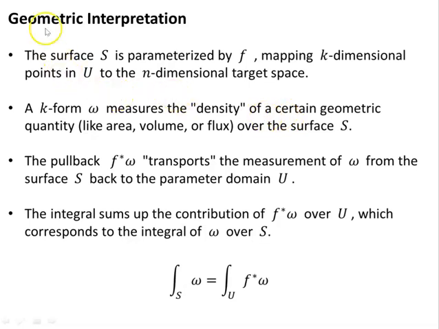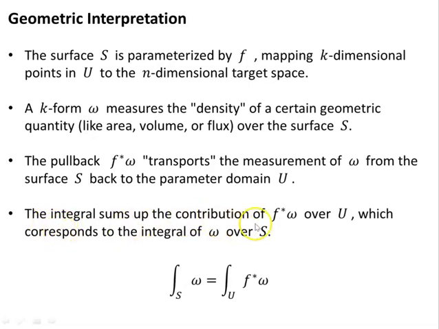All right, geometric interpretation. So the surface S is parameterized by F, mapping k-dimensional points in U to the n-dimensional target space, so going from the open set U to the manifold M. A k-form omega measures the density of a certain geometric quantity like area, volume, or flux over the surface S. And the pullback of omega under the map F transports the measurement of omega from the surface S back to the parameter domain U. And in the last video, we saw how that made our life integrating the form very, very easy.